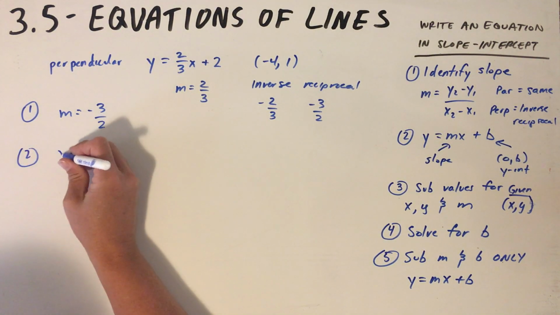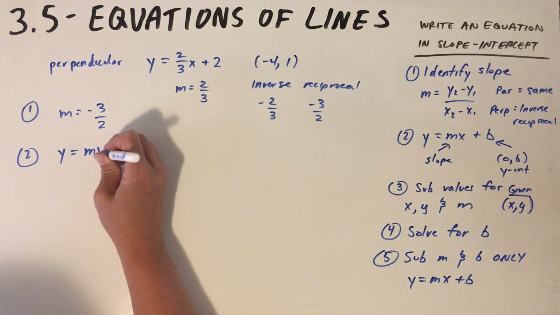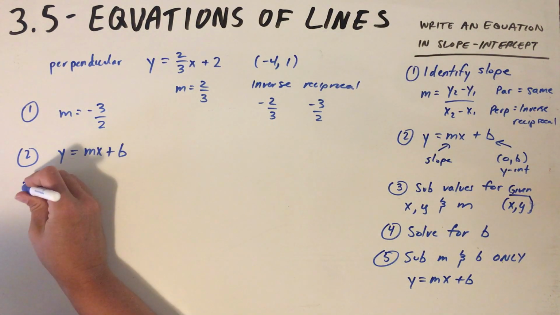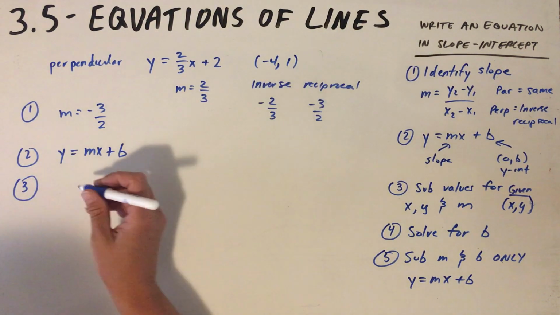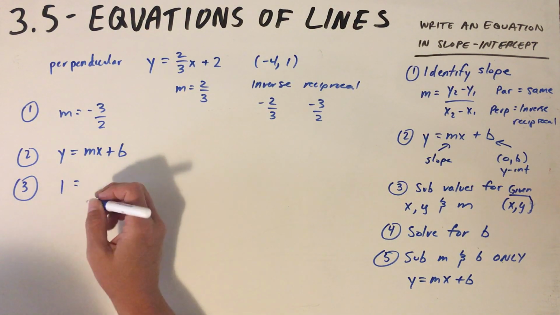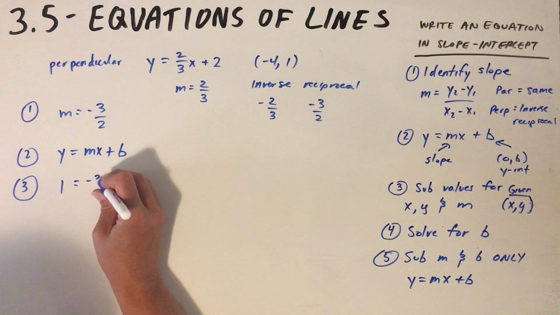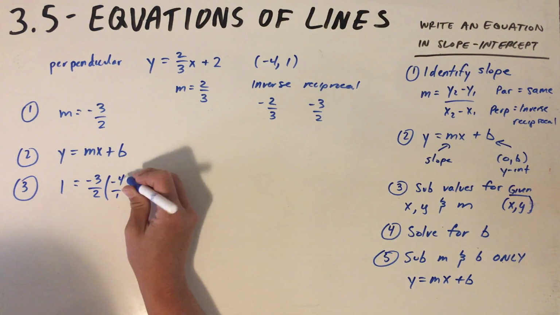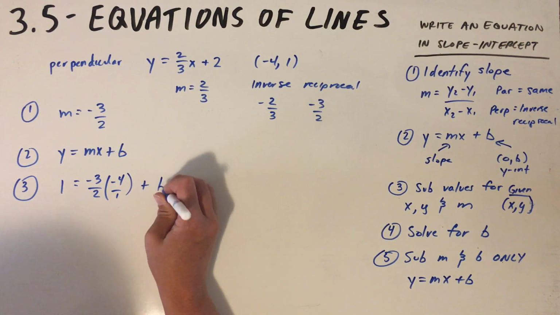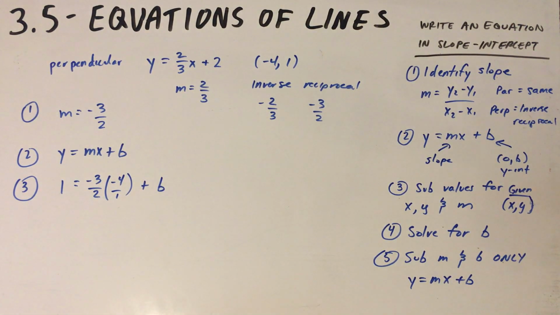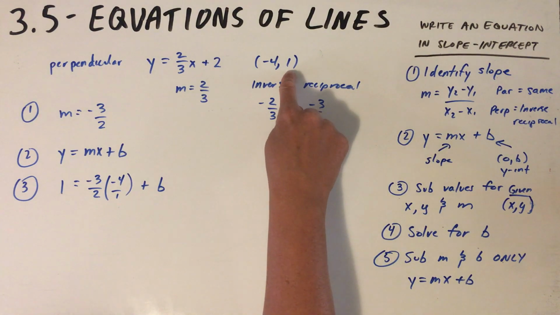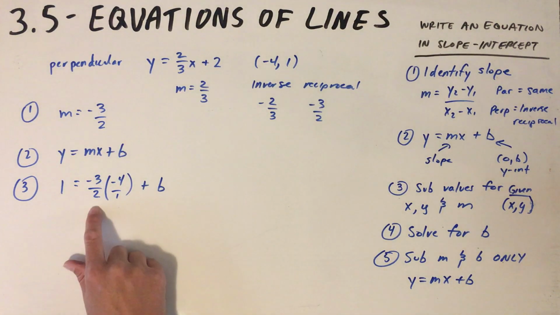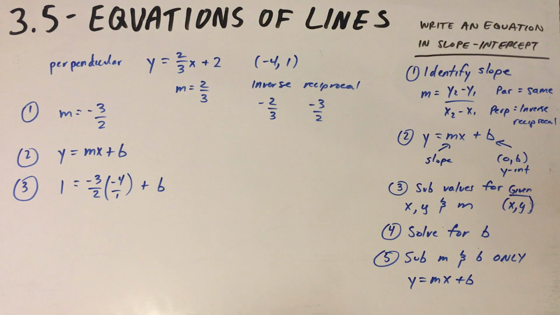Step 2, I'm using y = mx + b. And step 3, I'm going to substitute y, which is 1, m, which is -3/2, and x, which is -4. I'm going to write it as a fraction because I'm dealing with a fraction, so it makes it easier. Again, I got this 1 from this y value, I got this -4 from this x value, and I got the 3/2 from doing the inverse reciprocal.